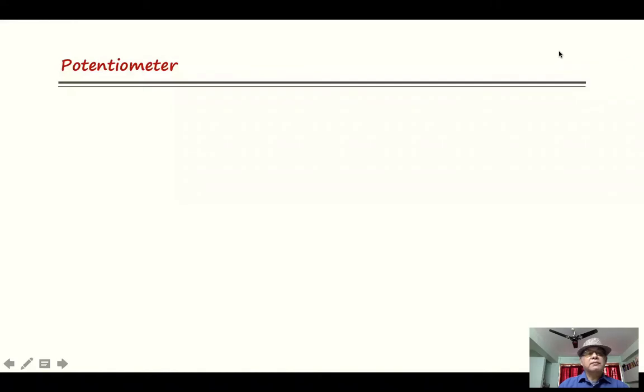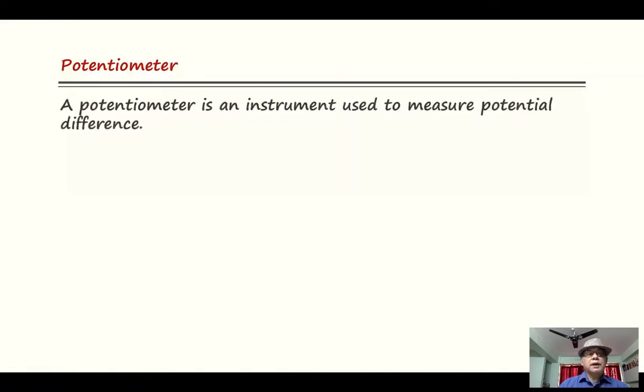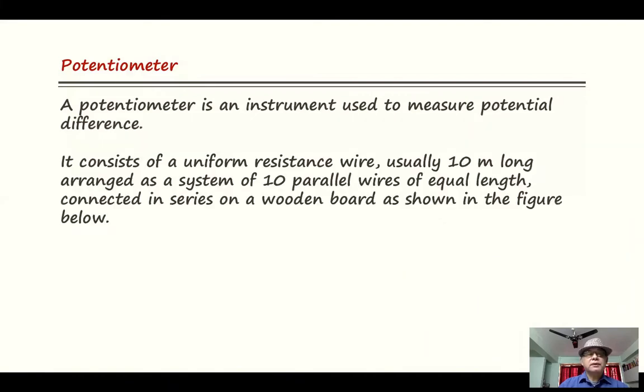Now let us pick up potentiometer. A potentiometer is an instrument used to measure potential difference. It consists of a uniform resistance wire, usually 10 meter long, arranged as a system of 10 parallel wires of equal length connected in series on a wooden board as shown in the figure below.